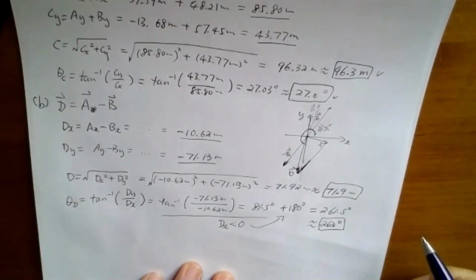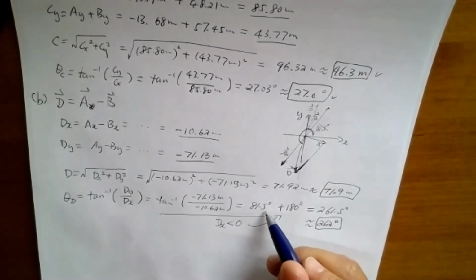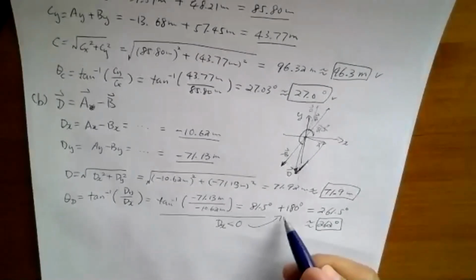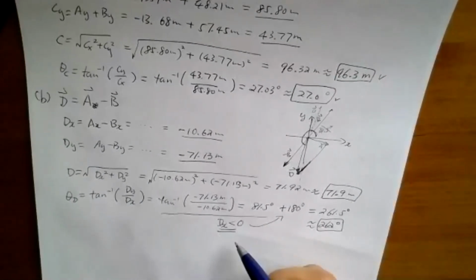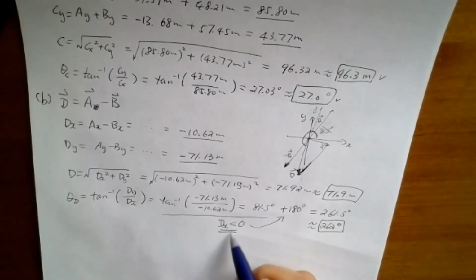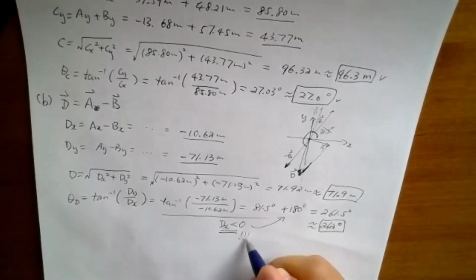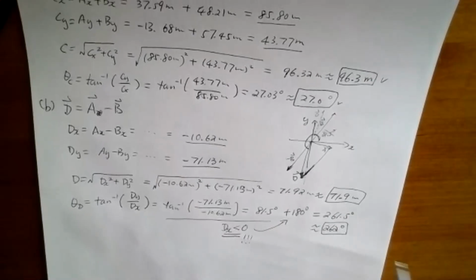So that's the key. I'm glad that you guys got the 81.5 degrees right, okay? And I'm also glad that you forgot that, because now you know if your dx is less than 0, you want to add 180, okay? It's better you make mistakes right now than making mistakes during the test, okay? So pay attention to the x component. If it's less than 0, you add 180 to it, okay?